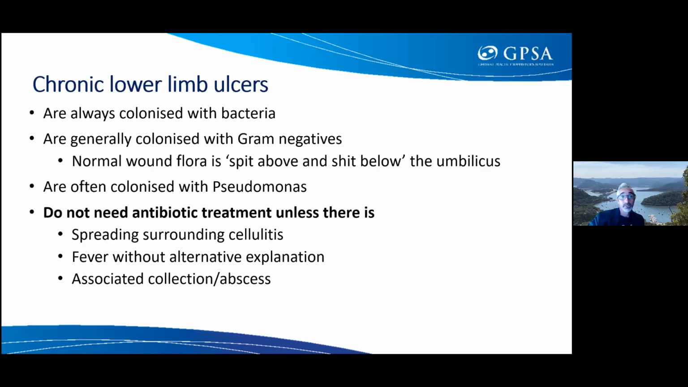So chronic lower limb ulcers are always colonized with bacteria. In fact, breaks in the skin always become colonized with bacteria. So if you swab it and you find bacteria, that doesn't mean anything. They're generally colonized with gram-negative bacteria. And the rule of thumb for normal wound flora is spit above and shit below the umbilicus, i.e.